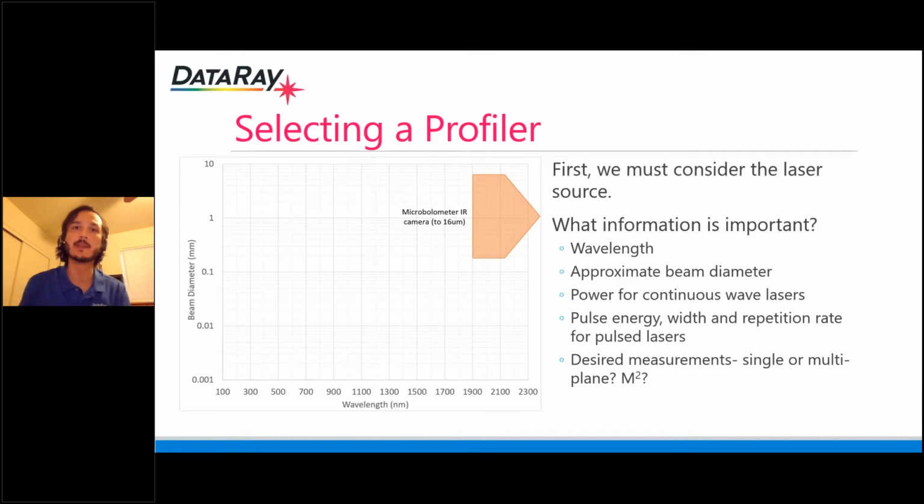So in addition to wavelength and beam diameter, we have other key parameters when choosing your beam profiler. We need to make sure that attenuation will be adequate so we don't damage anything. So for continuous wave lasers, the average power is important. For pulsed lasers, the pulse energy, the pulse repetition rate, and the pulse width are important for figuring out attenuation. When considering a profiler, we also recommend considering what kind of measurements you want to make. There's single or multi-plane profilers out there. So if you know exactly what you need to measure, sometimes it's less expensive to know that upfront.